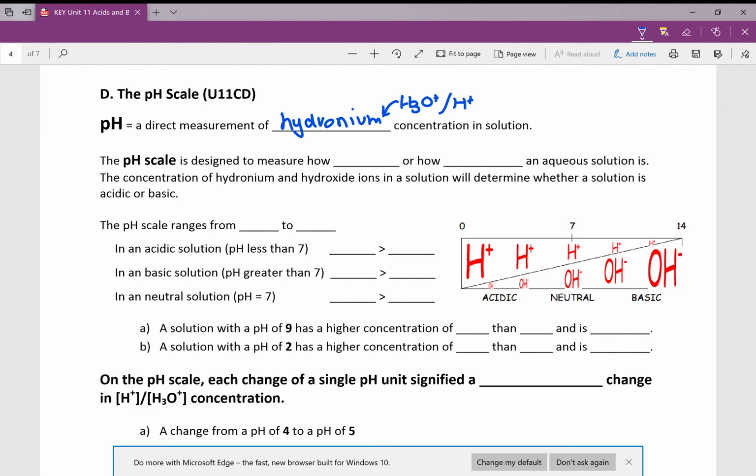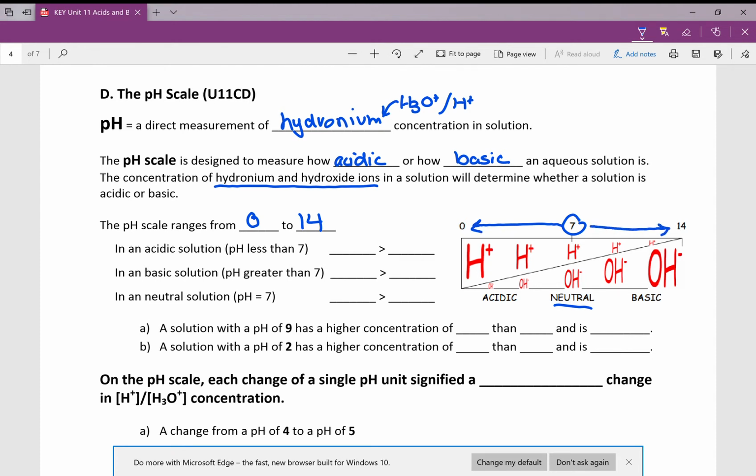The pH scale is designed to help us determine how acidic or how basic an aqueous solution is, or if it's neutral. So we can look at the relationship between the hydronium and hydroxide ions in order to determine how to classify it. So a pH scale usually ranges from about 1 or 0, depending on the scale, to about 14. So most of you guys know that a pH of 7 is neutral. Anything below a pH of 7 is going to be acidic. Anything above it is going to be basic.